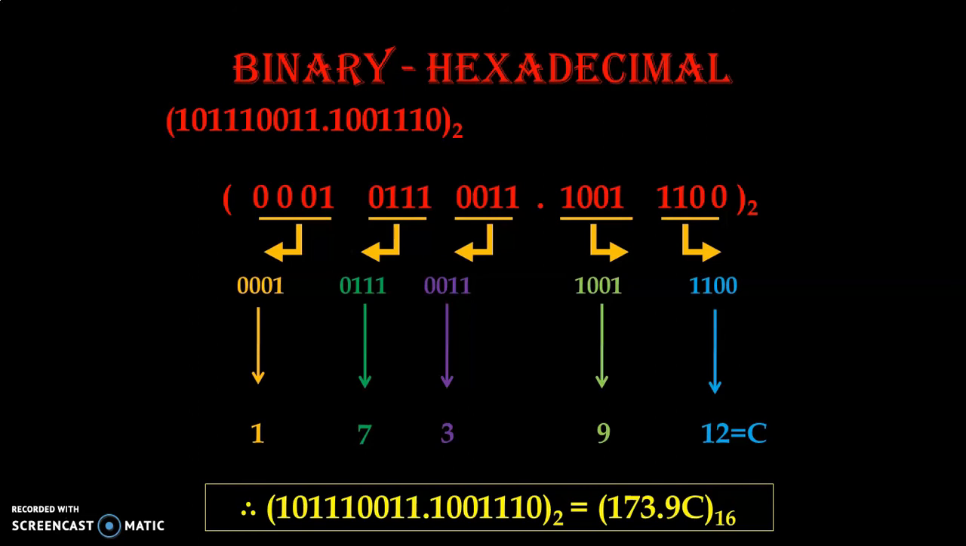So this way we can convert our binary value, any binary value, either integer or fractional or mixed number, into equivalent hexadecimal number. So I hope that hexadecimal to binary and binary to hexadecimal is very simple. You have understood it very properly. You can do practice on your own.